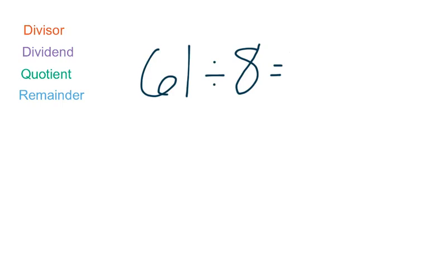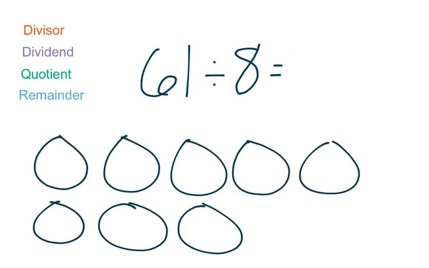Here we have 61 divided by 8. Now my numbers are starting to get a little bit bigger. I could still draw myself 8 circles and separate my 61 dots or 61 pieces into those 8 circles. That might take me a little while, but I could do that. If I separated my 61 out into my 8 circles, I would have 7 dots in each circle, and I'd have 5 that are left over.